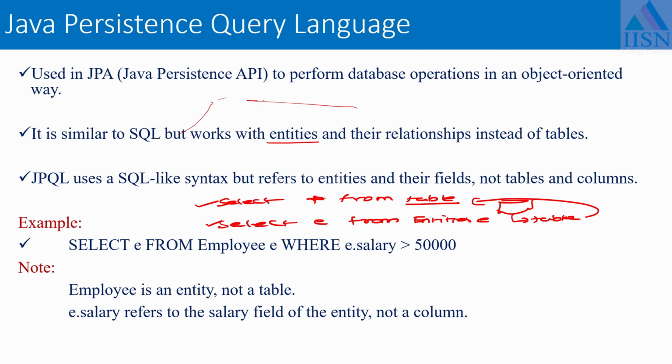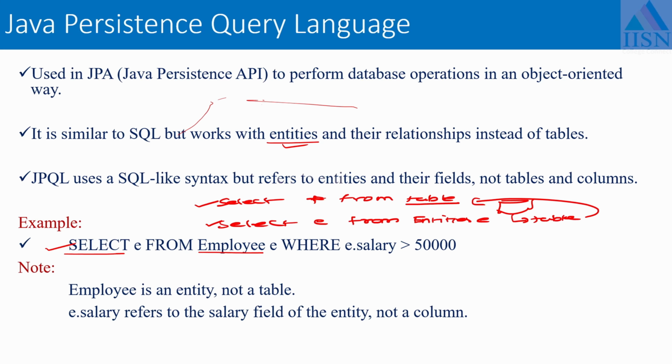As I already told, here we mention the entities and the field names which are there in the entities. Let me give a simple example. This query is going to retrieve the data of employees whose salary is above 50,000. So how to write the query? We write the JPQL query for the employee whose salary is above 50,000: select E from Employee.